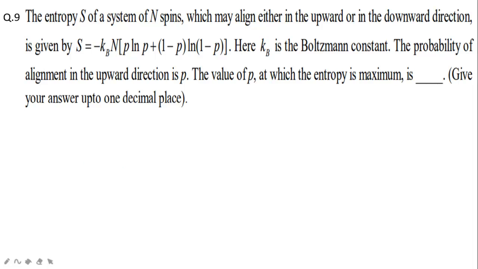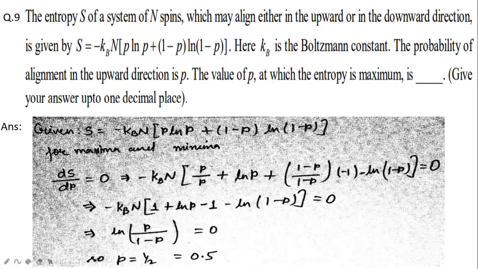So, for any quantity to be maximum or minimum, to derive the value at which it is maximum or minimum, what we will do? We will just differentiate with respect to that quantity and put it equal to 0. So, the same thing we will do here, and this is the approach to solve this question. The entropy is given, and for maxima and minima we will just do dS over dP equals 0. So we are doing some mathematics and we are getting P equals 0.5.